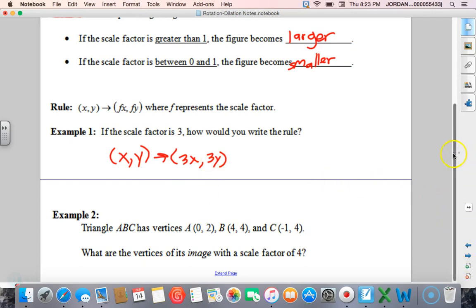All right. Let's scroll on down. Extend the page a little bit.